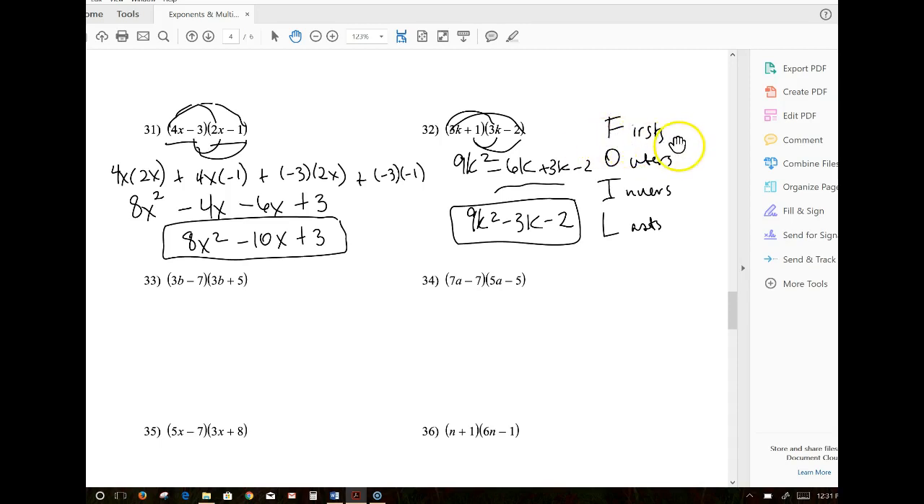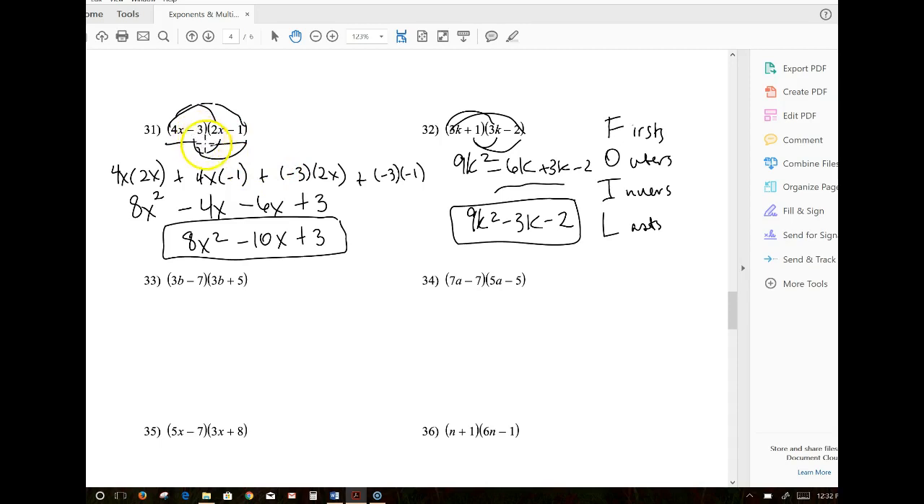We're going to multiply the first terms in each set, then the outer terms, then the inner terms, and then the lasts. Okay? So, again, I like to draw these little arrows to show what we're doing. Okay, so first we'll do our firsts, the first term of each set of parentheses, so 4x times 2x. Then our outers, so that would be the 4x and the negative 1. 4x times negative 1.